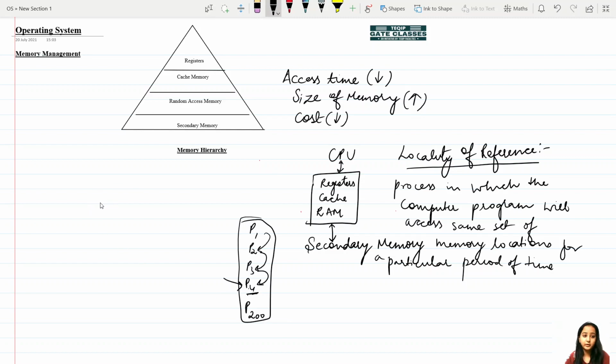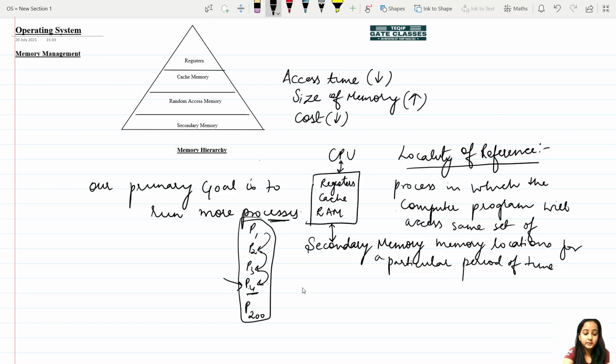So what is our primary goal? Our primary goal is to run more number of processes. Only then are we going to achieve multiprogramming. Let's understand the concept of multiprogramming with the help of an example.